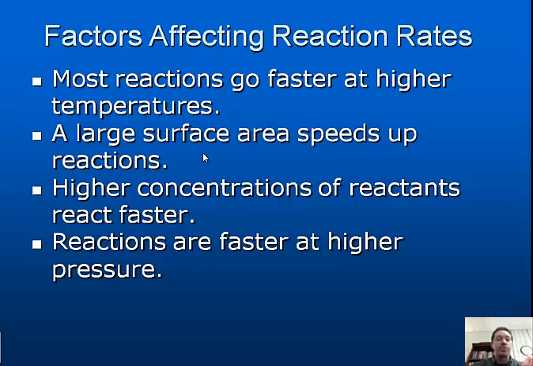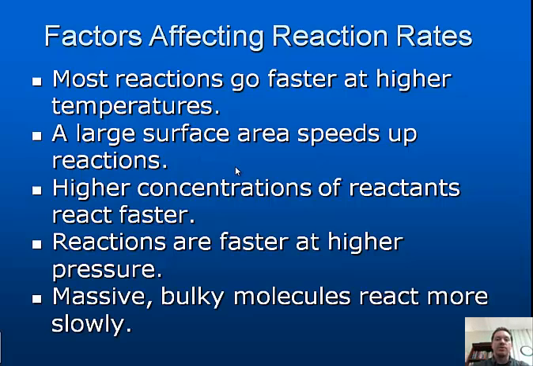If we increase the pressure, we're decreasing the volume. That means the particles are getting closer together, so reactions will go faster or speed up. On the contrary, if a particle is more massive, it's going to react more slowly than a smaller particle because it doesn't move around as easily, so it's a little bit slower to move, a little bit slower to react.